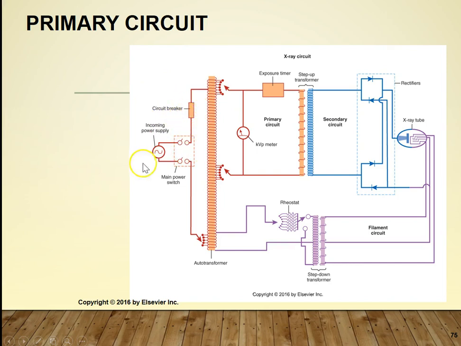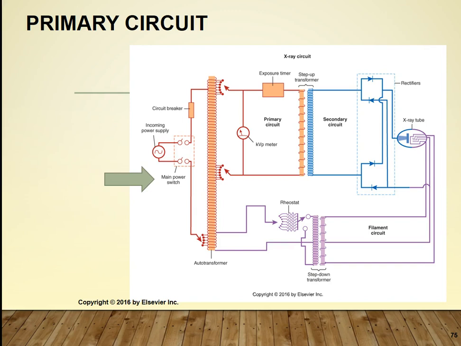Then you have, here's the incoming power supply, there's your main power switch, there's your circuit breaker, here is the auto transformer, I keep pointing out, here's the timer circuit, or the exposure timer, and then the primary side of the step-up transformer. I want you to also notice right here you have a kVp meter, and it should be listed, but it's just part of the primary circuit in general. So let's know all of it, and let's go on.